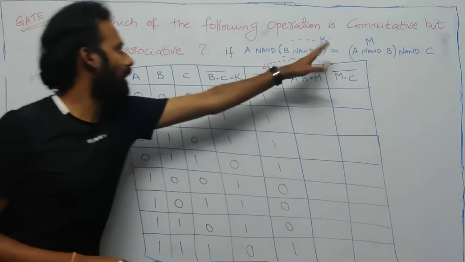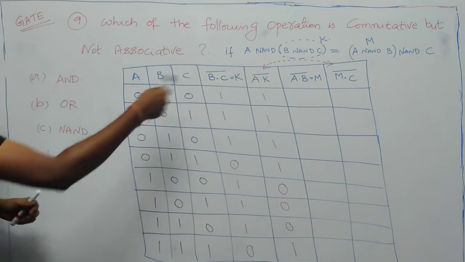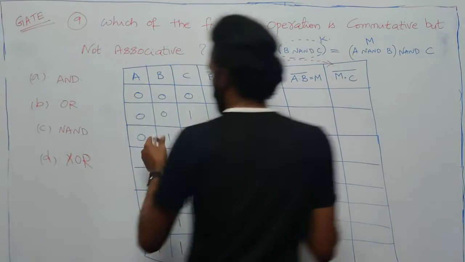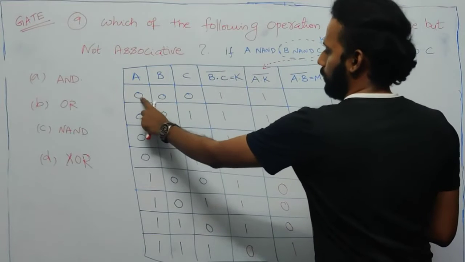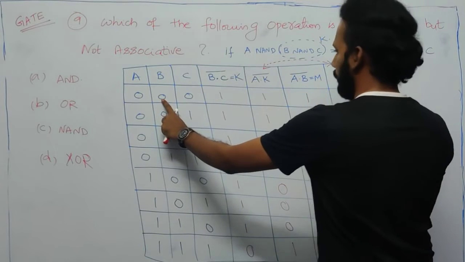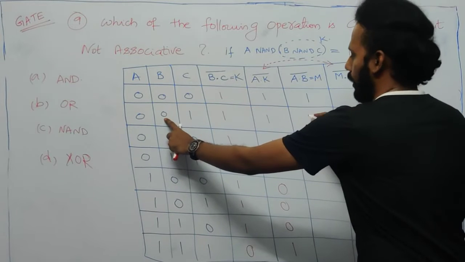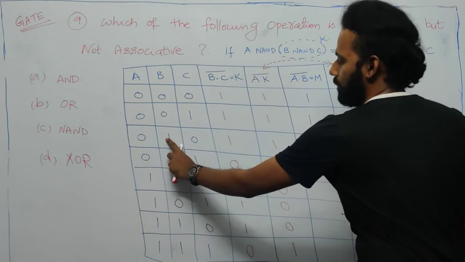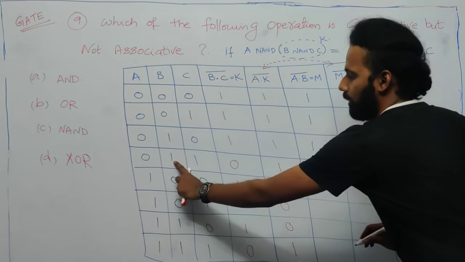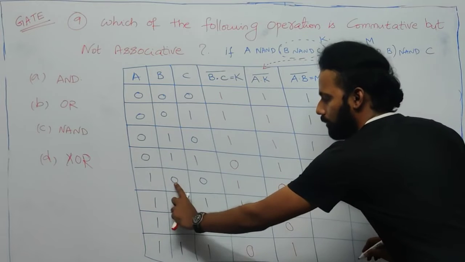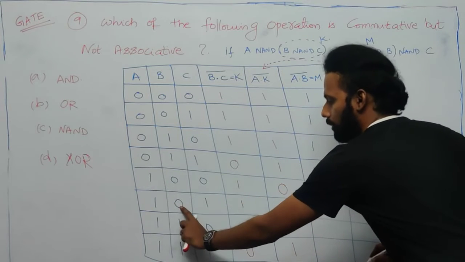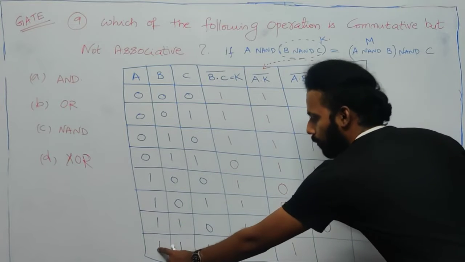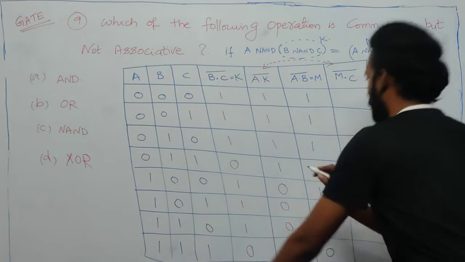Right? So I got the left hand side. Now what is on the other side? A dot B complement. I need to calculate these two. 0 into 0 is 0, complement 1. 0 into 0 is 0, complement 1. 0 into 1 is 0, complement 1. 0 into 1 is 0, complement 1. 1 into 0 is 0, complement 1. 1 into 0 is 0, complement 1. 1 into 1 is 1, complement 0. 1 into 1 is 1, complement 0.